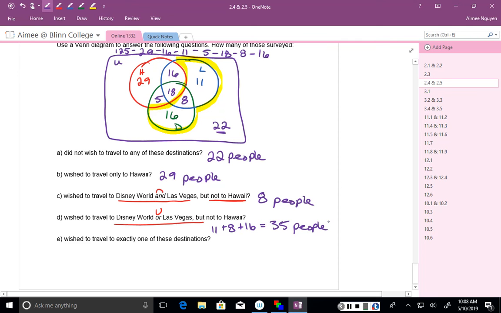And then for part E, I want to travel to exactly one destination. So I don't want to go to Hawaii and Las Vegas. I don't want to go to Disneyland or Las Vegas. I don't want to go to Hawaii and Disneyland. I don't want to go to all three. I only want to go to one place, right? And so the people that only want to go to one place are here, here, and here. So I'm going to add 29 plus 11 plus 16, and that gives me a total of 56 people.